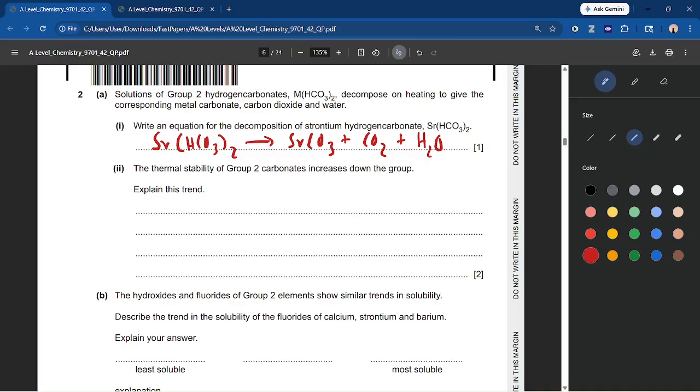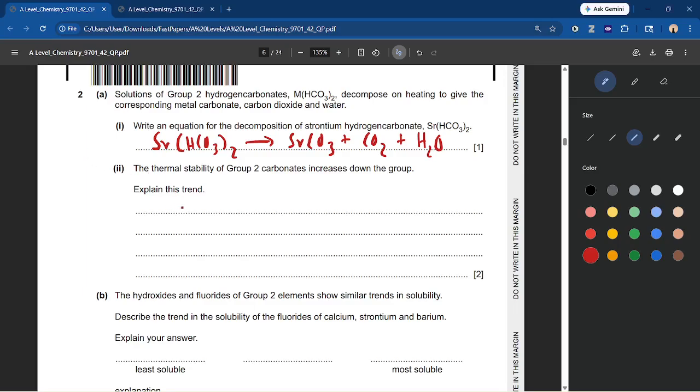So now they're asking, the thermal stability of group 2 carbonates increases down the group. Explain this trend. So when you're going down the group, the radius of the cation, or the radius of your group 2 metal increases, right? So because the radius is increasing, the charge density of the cation decreases. And because of that, it has a less polarizing effect, or it distorts the anion less. So you're just going to write that down.